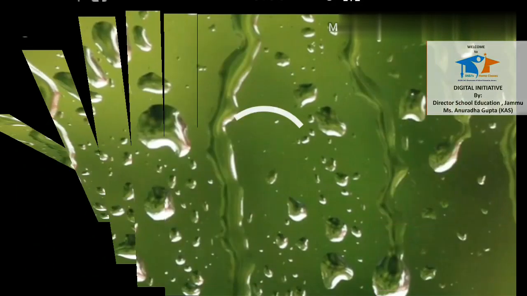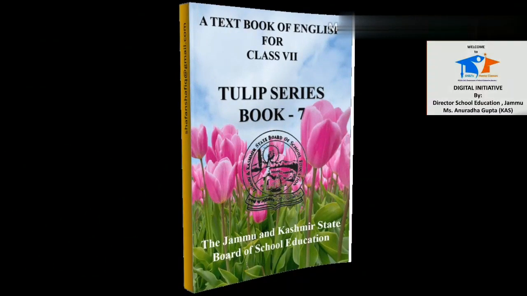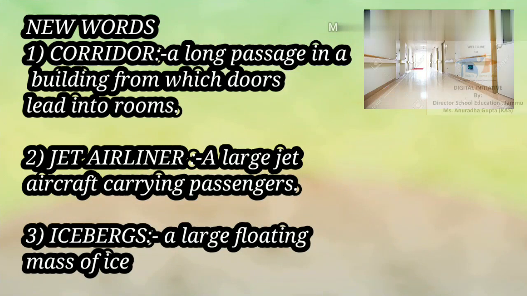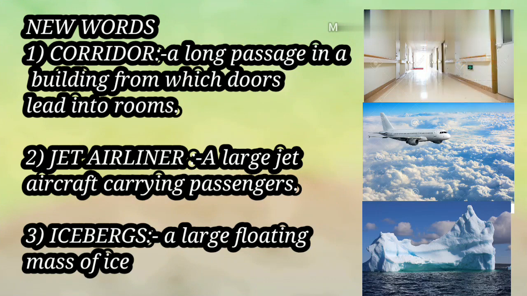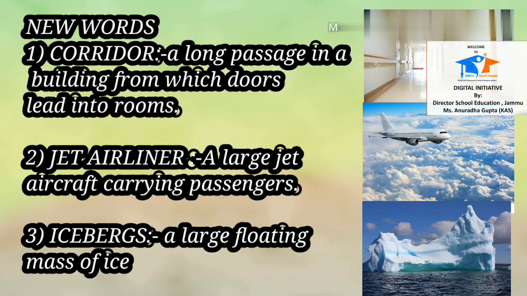Students, this poem was taken from your class 7th Tulip series, and from this book we have already discussed two important lessons. Now students, let's begin the poem. Before starting, let us first discuss the new words in the poem. Corridor: a long passage in a building from which doors lead into rooms. You can understand this by looking at the picture. Jet airliner: a large jet aircraft carrying passengers. Icebergs: a large floating mass of ice that is detached from the mountain of ice and then floats in the sea.